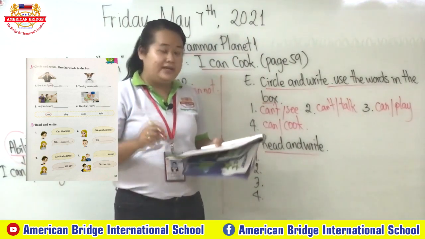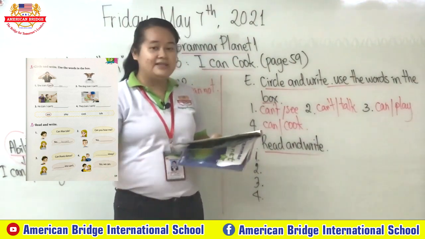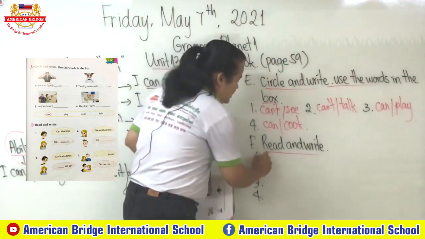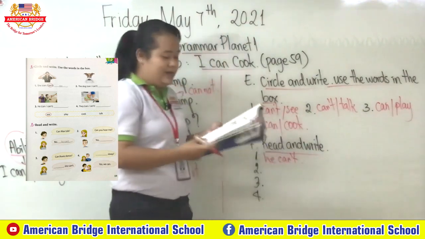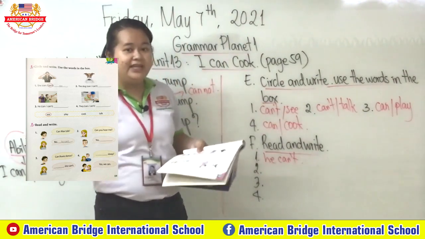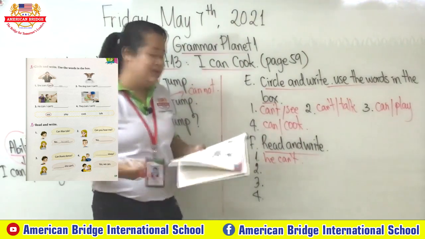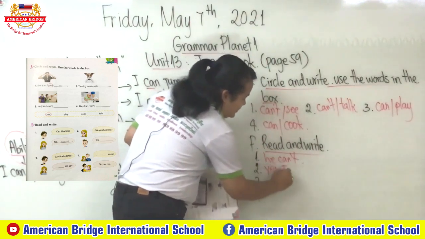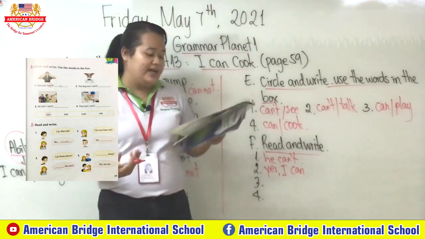Now let's look at number 1. Can Mike talk? So the answer is no, he can't, right? So no, he can't. That is what we need to complete. And number 2, can you hear me? Can you hear me? So the boy answers yes. Yes what? Yes, I can, right? Can you hear me? Yes, I can.